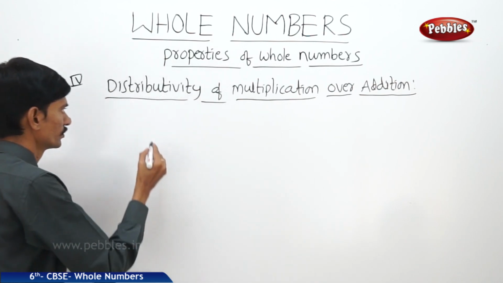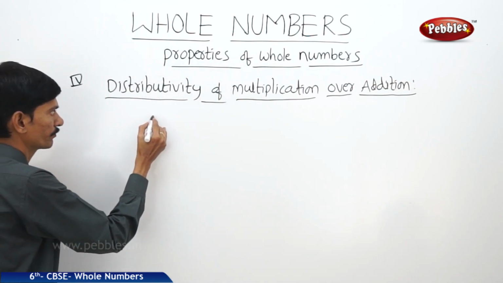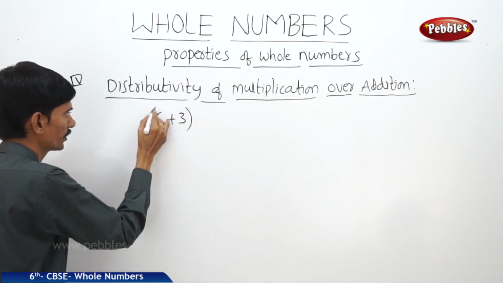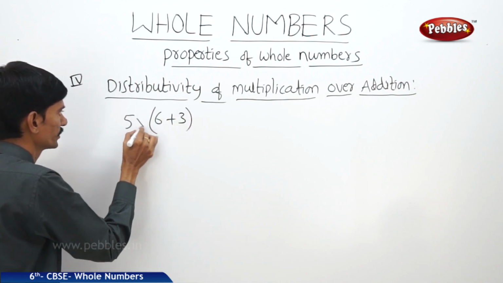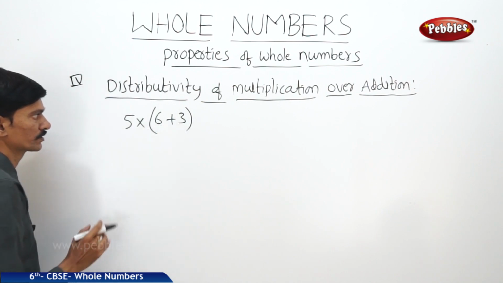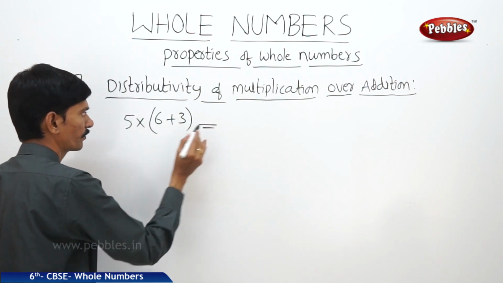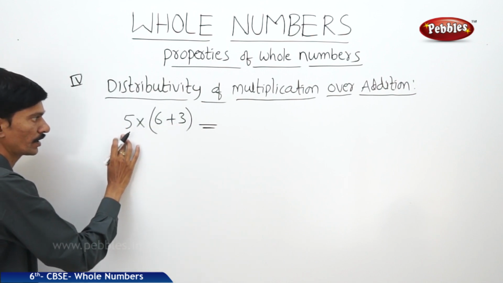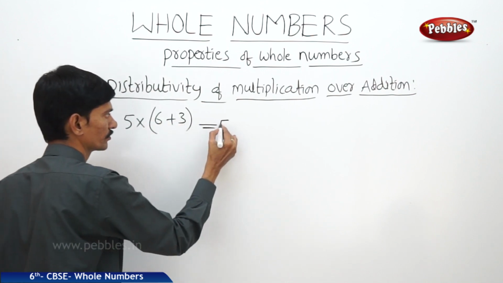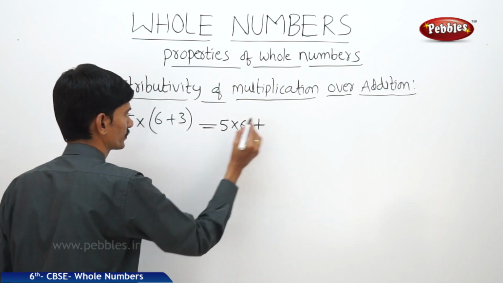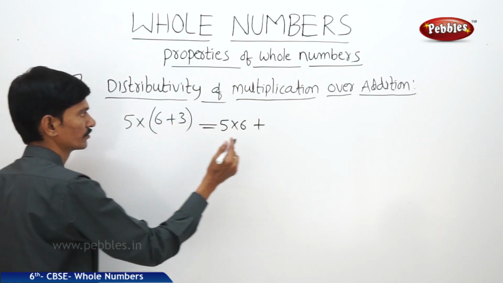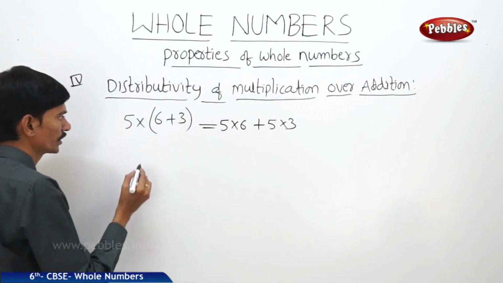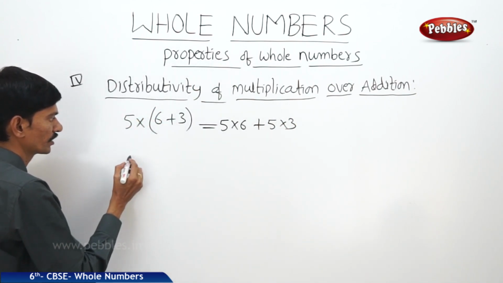Now, for example, the sum of two whole numbers 6 and 3, that is 6 plus 3, is multiplied by 5, means 5 into (6 plus 3). So then we multiply these two numbers individually by 5. So then we can write that 5 into 6 plus 5 into 3. So we can check with any other example.